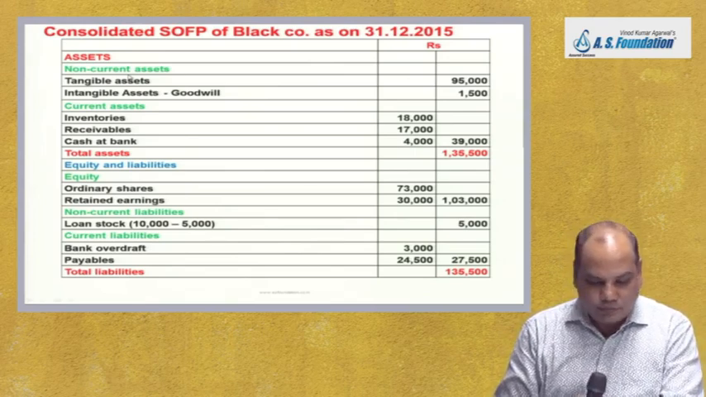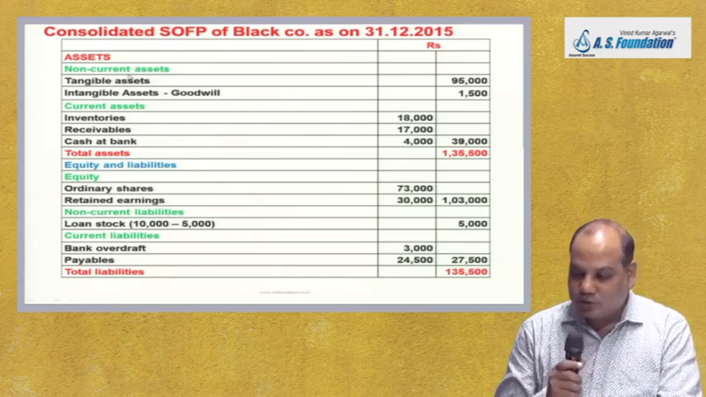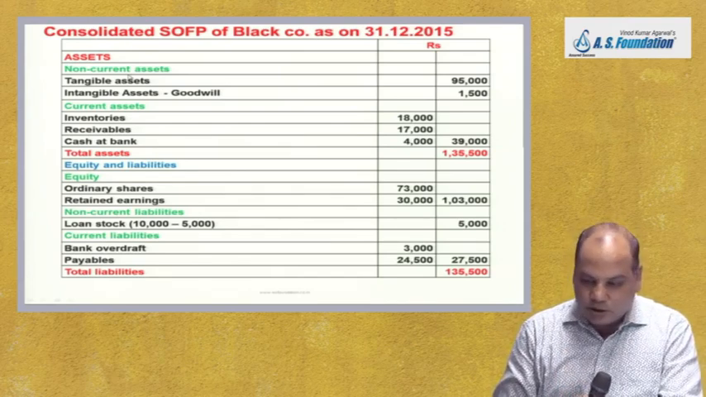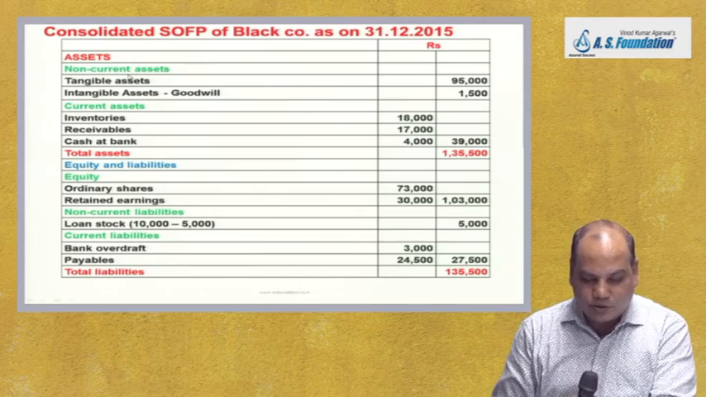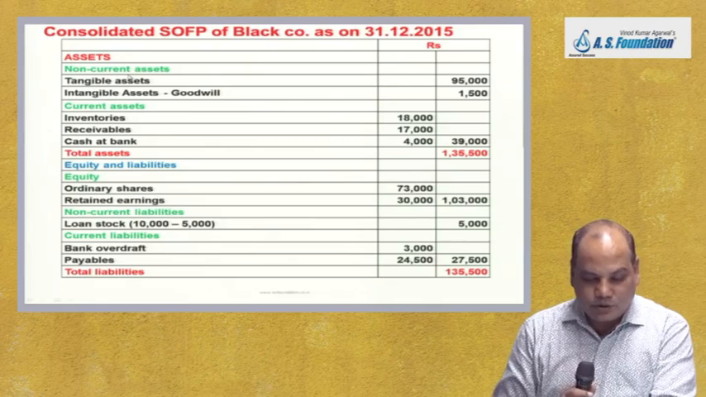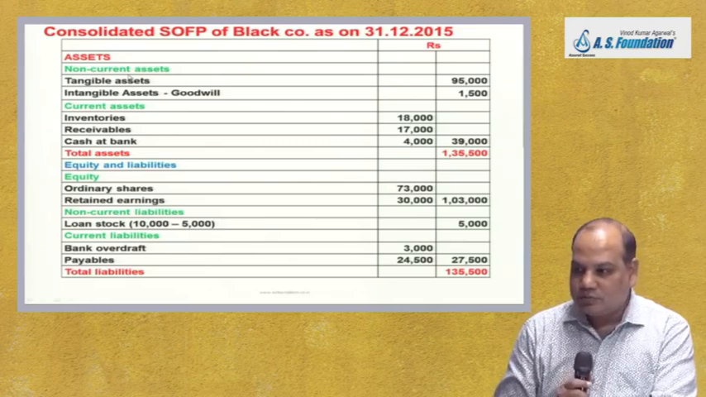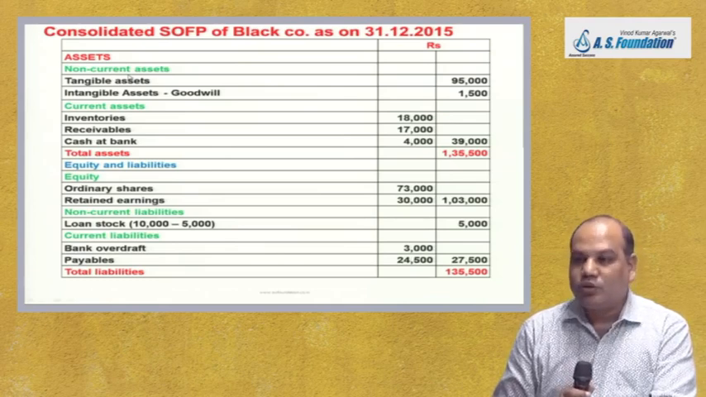Investment, you will not write investment. Then loan, the loan will not be written down. That also cancelled. Then we will write current asset. Take total of 10,000 plus 8,000. Inventory 18,000. Receivable 8,000 plus 9,000, 17,000. Cash at bank 4,000 plus 0, 4,000. Take total current asset in the outer column. Is it 39,000?